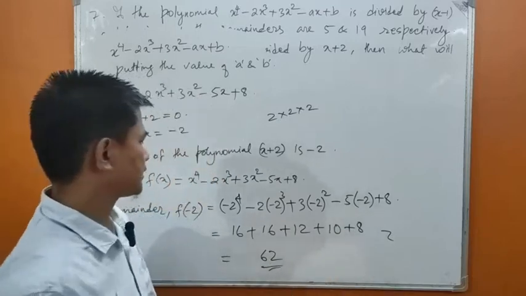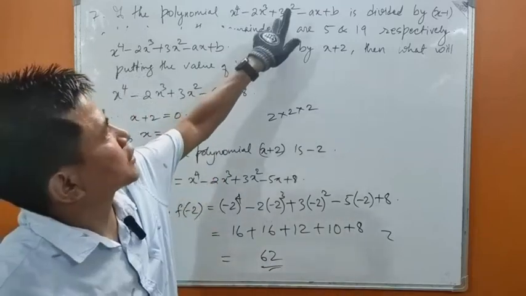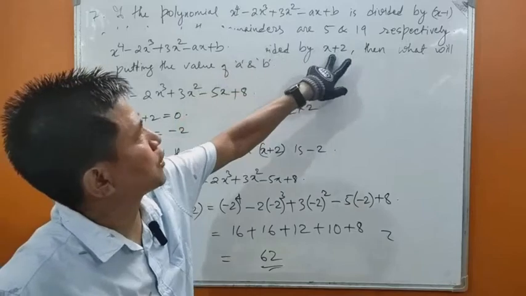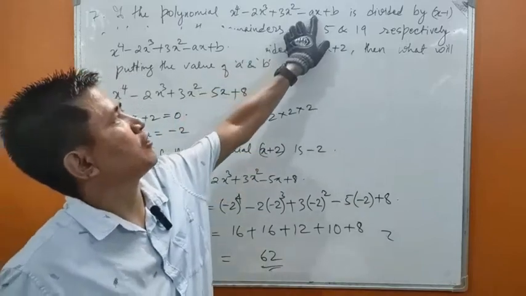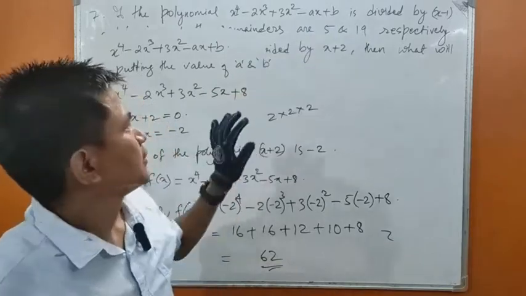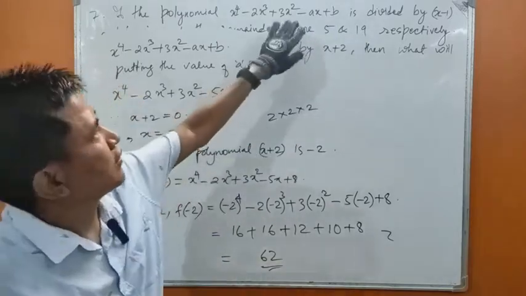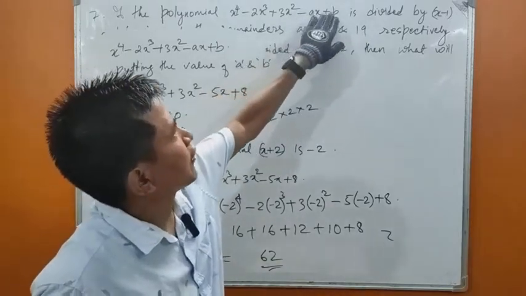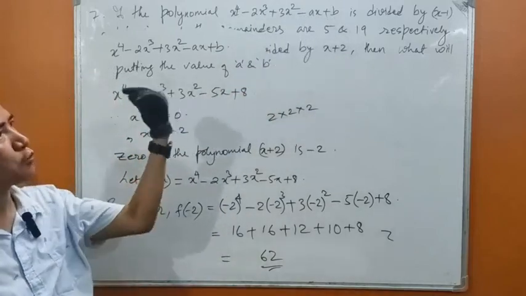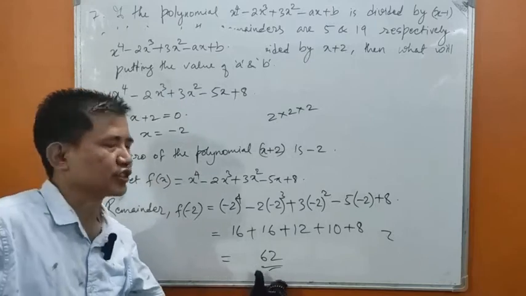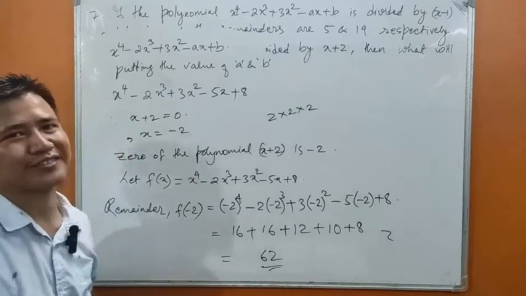Okay, this is the remainder. When this expression is divided by x plus 2, the remainder will be 62. First we found the value of a and b. Okay, and then we just put the value of a and b in this expression. After that we divided by x plus 2 and got the remainder 62. I hope you understood this.